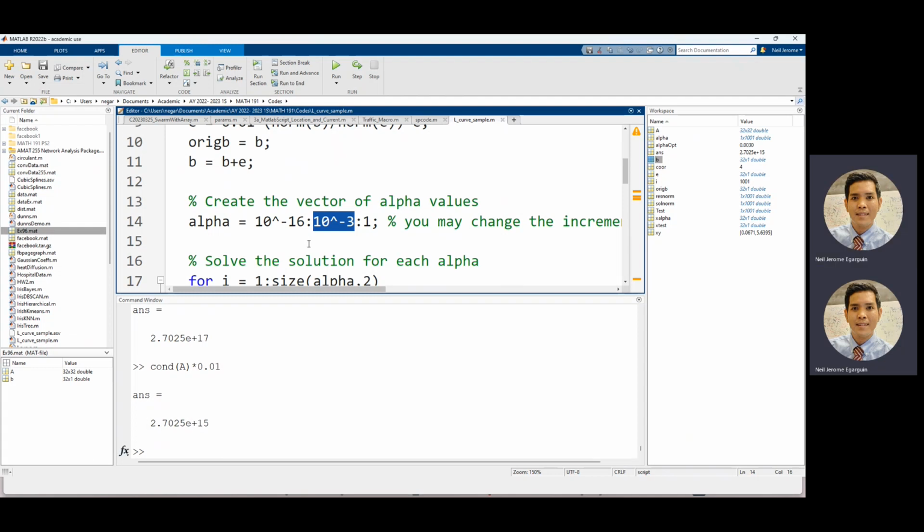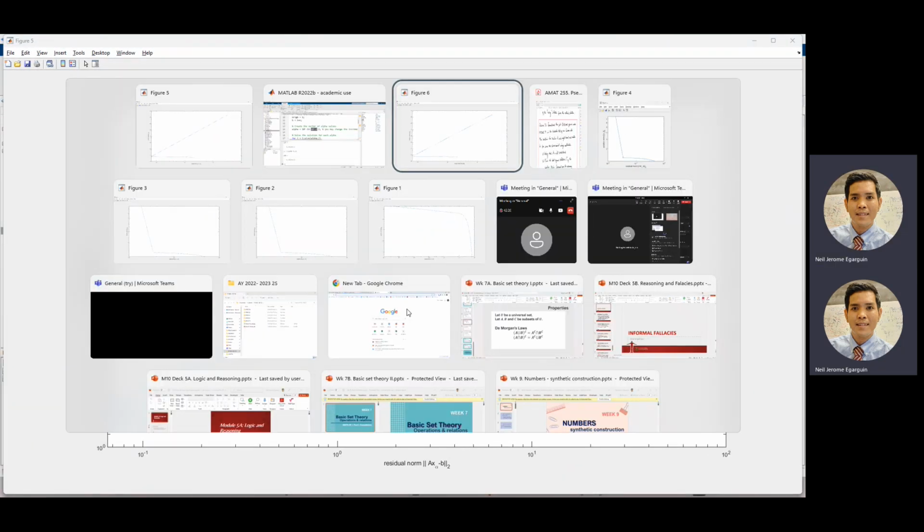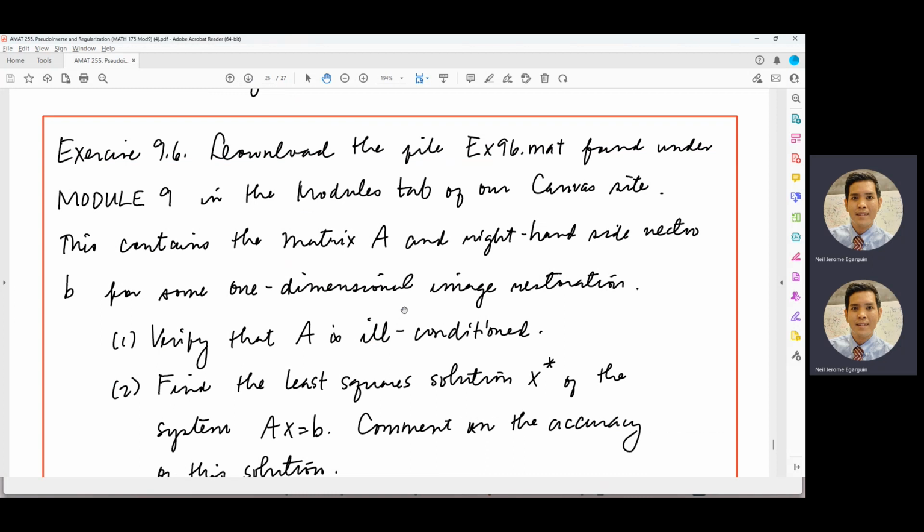So try it out. Follow the instructions in exercise 9.6, and let me know on Thursday if you have some questions or problems with this. All right. So with that, guys, I hope you got something from this video. Just let me know on Thursday if you have questions. I hope by then you have tried answering exercise 9.6.